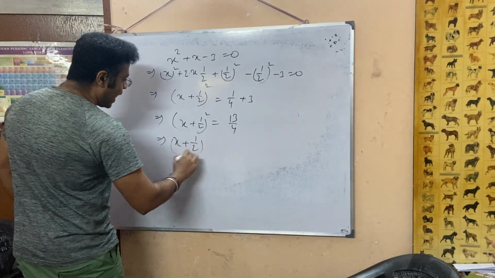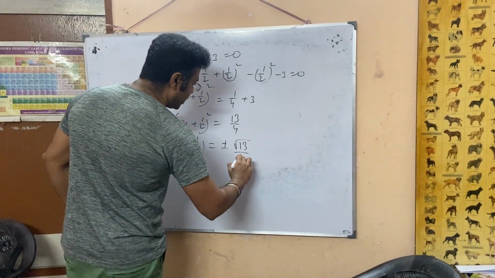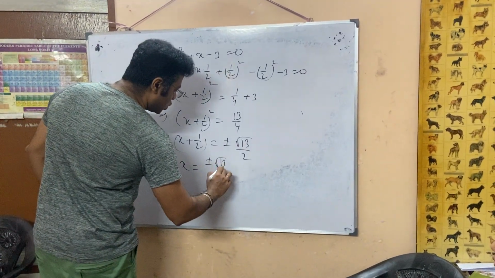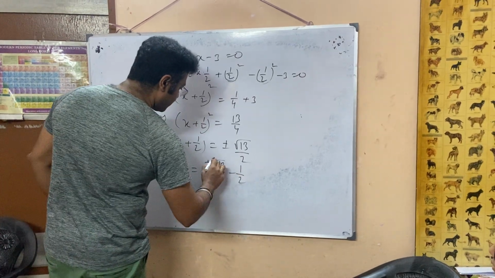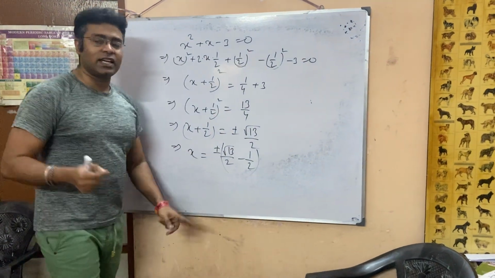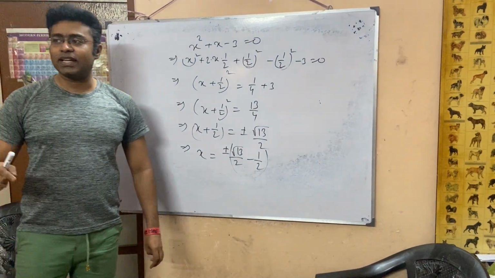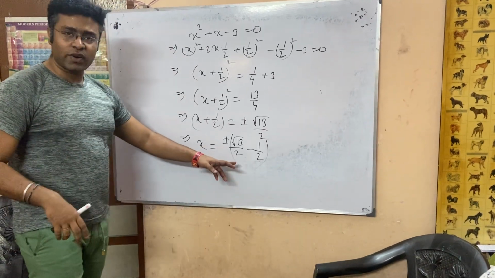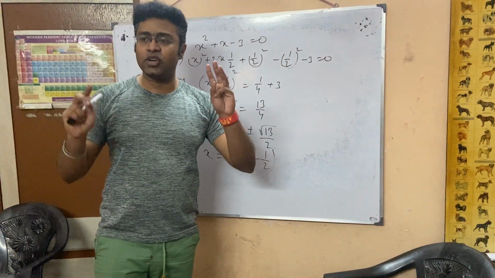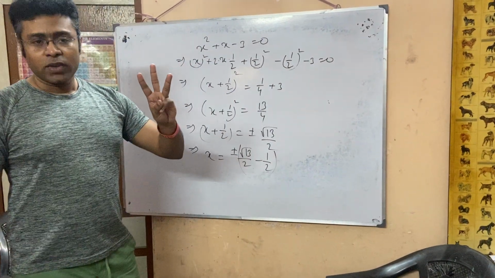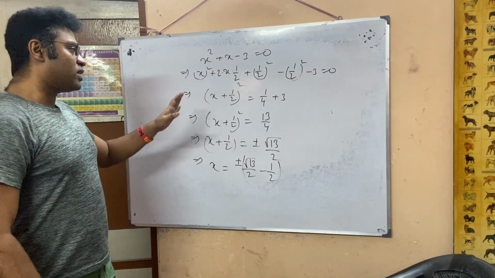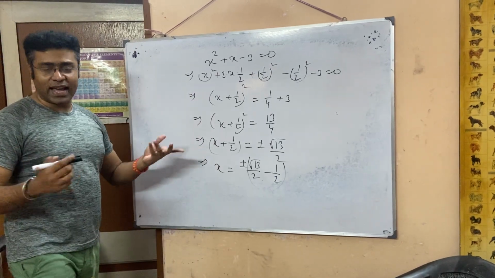So x plus half equal to plus minus root 13 by 2, right? So x equal to plus minus root 13 by 2 minus half. So once you consider the plus sign, next time you consider the minus sign. There are two roots you are getting of x, and one we already got earlier, that is 1. So in this way we are getting 3 zeros or 3 factors, or 3 values of x from this equation. Okay. But if you want to apply the Siddharacharya directly, that also can be done.